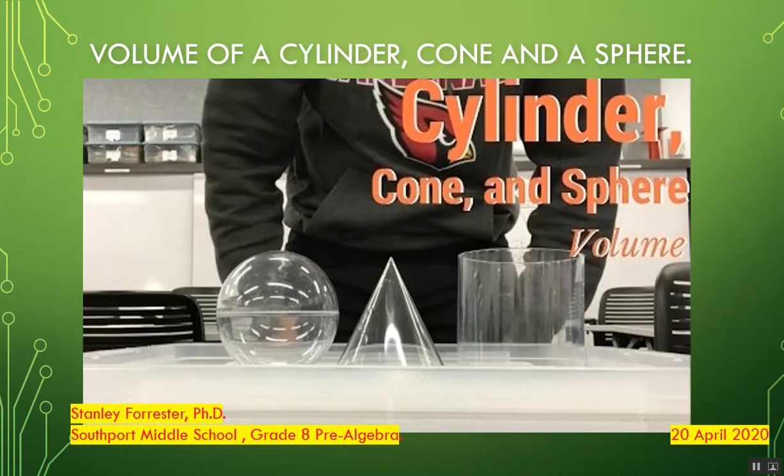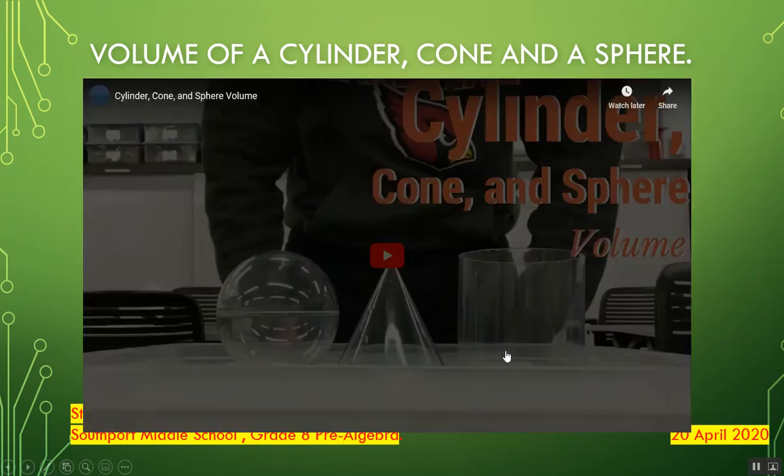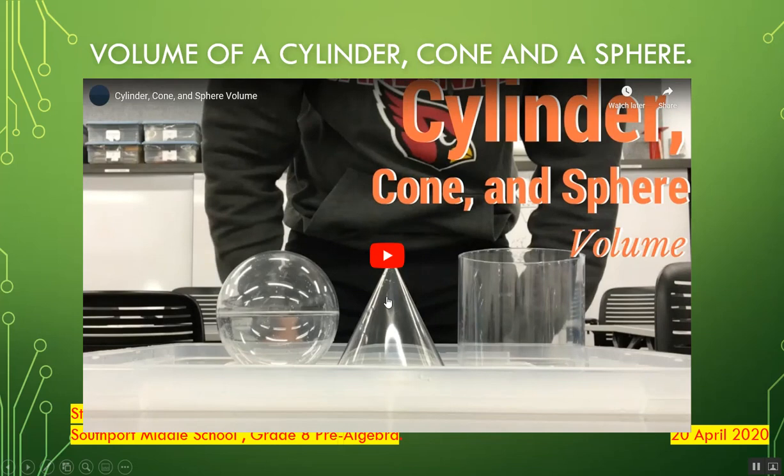Okay. So this is a video you just watched. If you see this, you're going to see that there's a sphere here. That sphere would fit exactly inside that cylinder. That cone has the same base as that cylinder and the same height. And you found out that it takes 3 of those cones to fill that cylinder up. Okay, and so that cone has a volume that's 1/3 of the cylinder.